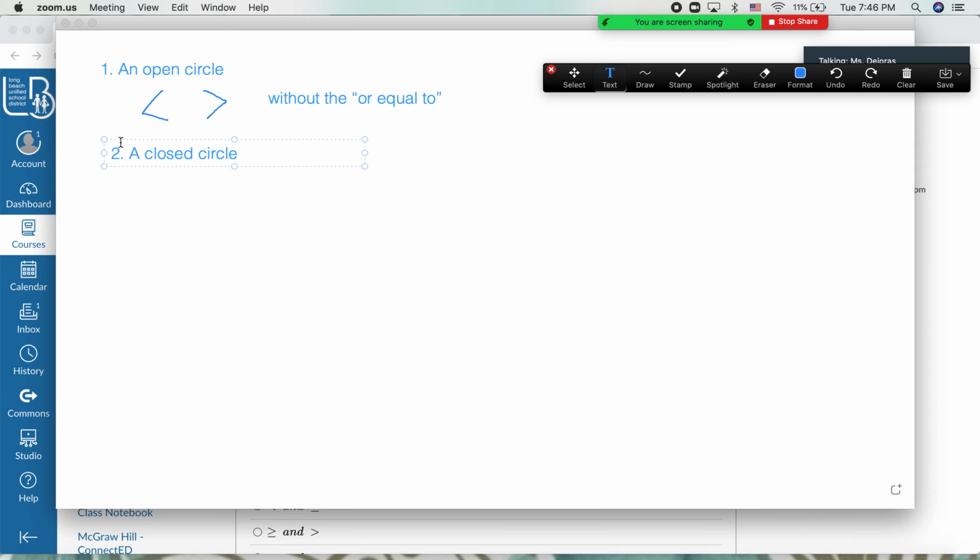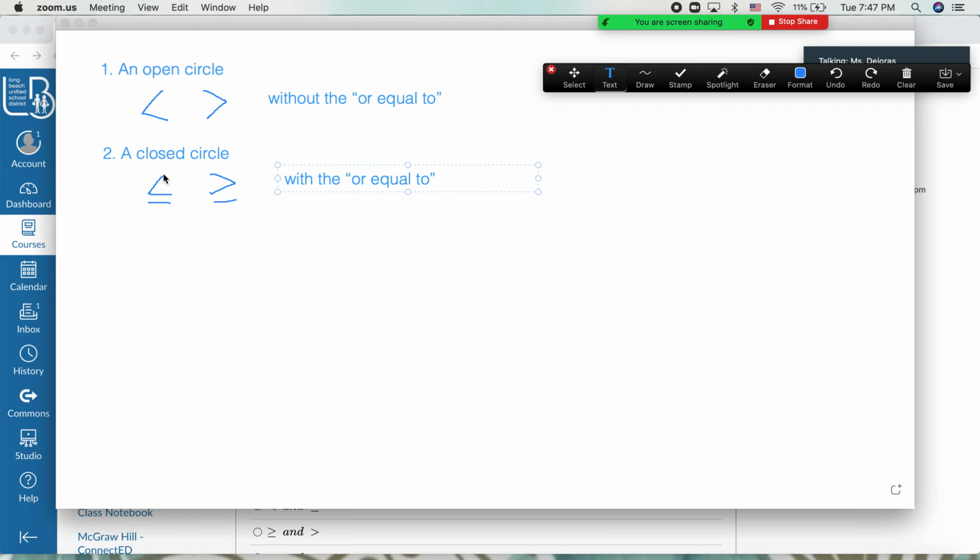And that will lead us into our second question about when we use a closed circle. For what symbols will we use a closed circle for on our graph? So if we're using an open circle for less than or greater than, the symbols without the or equal to, it makes sense now that we're going to use a closed circle for less than or equal to, and greater than or equal to. So in other words, a closed circle is used for the inequality symbols with the or equal to.